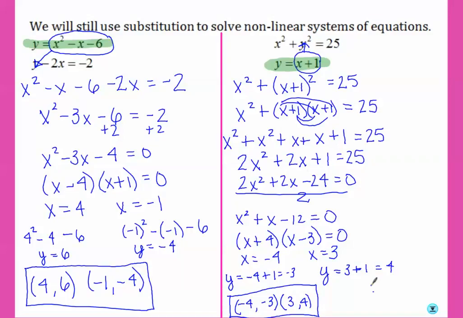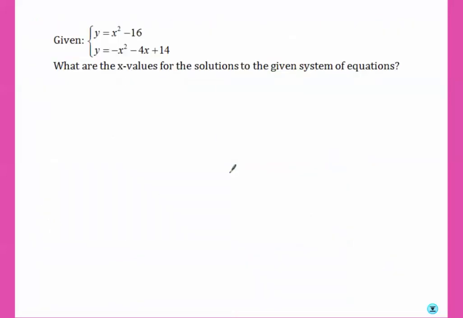On to our last two examples. What are the x values for the solutions to the given system? So we don't need to find the full intersection, we just need to find the x values. Since we know y equals x squared minus 16, I'm going to go ahead and plug that in for y in the other equation.